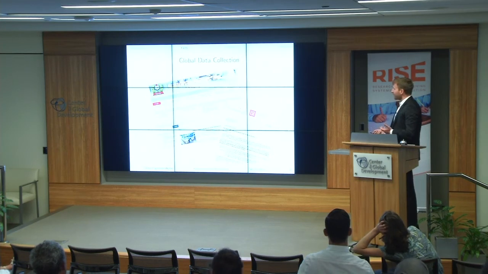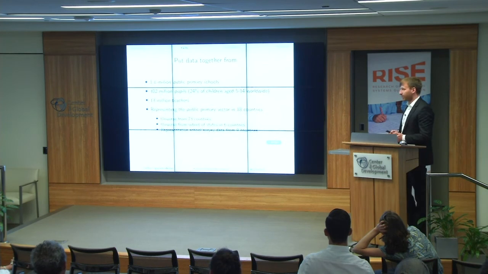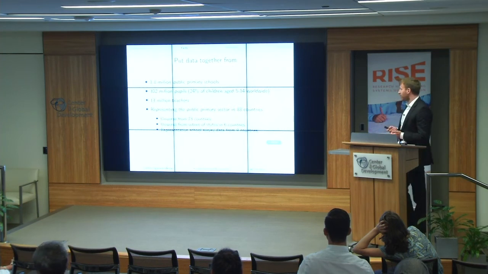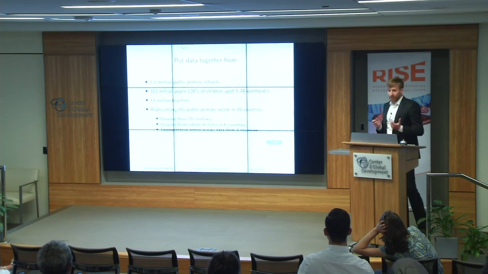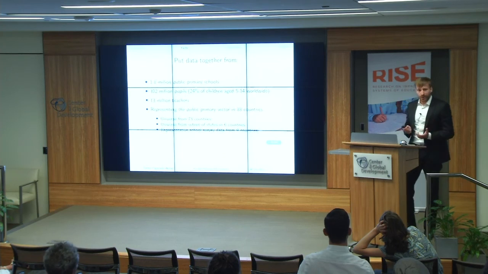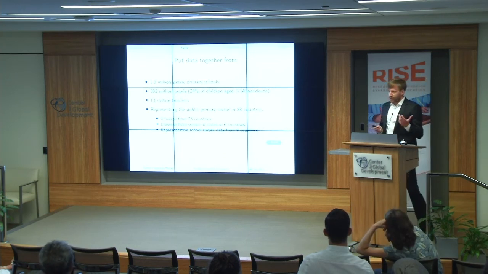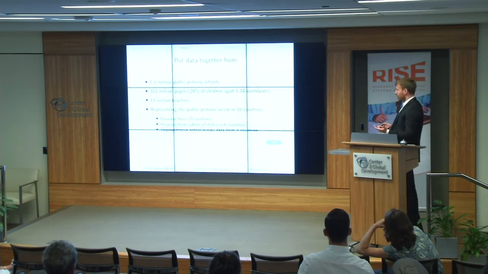But at the end of it, I managed to put data together from 1.8 million public primary schools that are attended by 302 million pupils, which is almost 1/4 of all the children worldwide between the ages of 5 and 14. And they are taught by 13 million teachers. Together, they represent the public primary school sector in 88 countries. And for 73 of those, I have information on the universe of public primary schools.